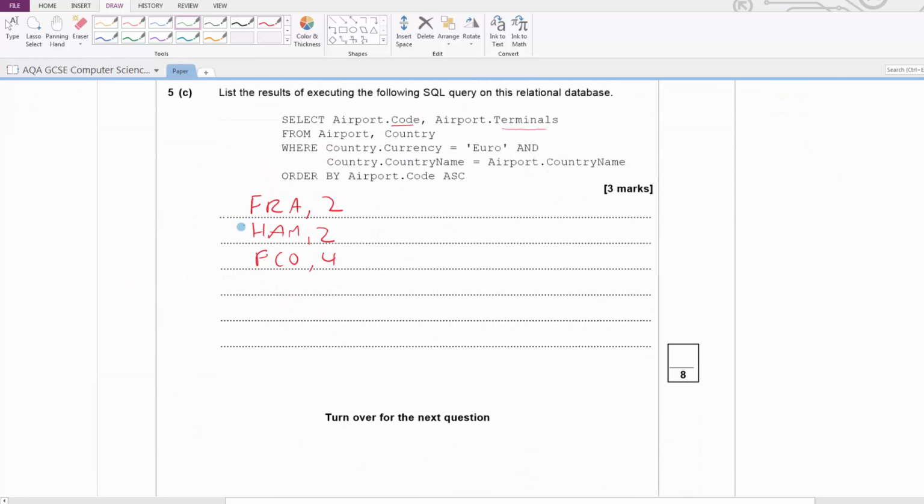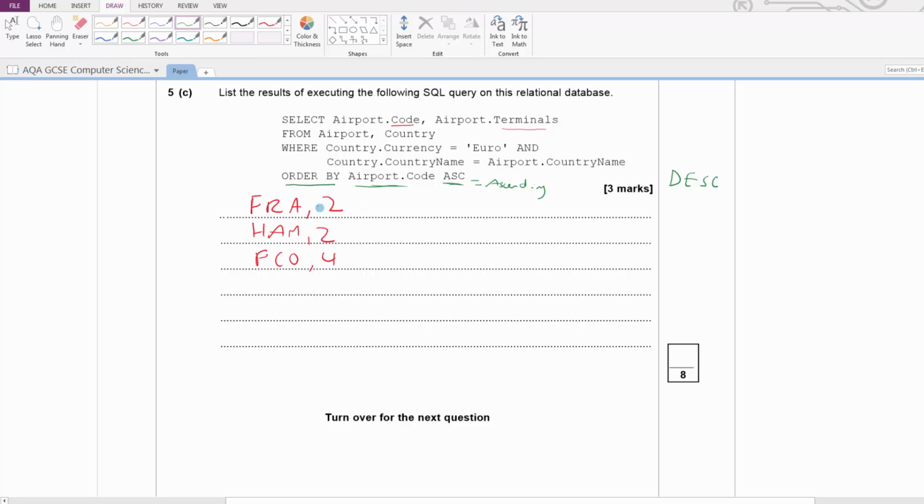But we're not done here, because we have this final line, this order by line, and so the order command is used to sort the results, essentially coming back from a query, and this keyword here is ascending. If you had descending, it would be DESC, I believe. So we're making our results ascend using the code. So the code is FRA, etc., not the terminal number.